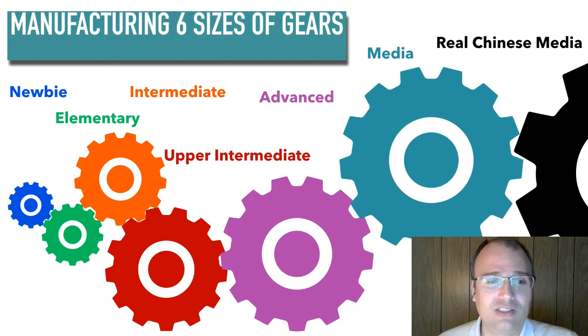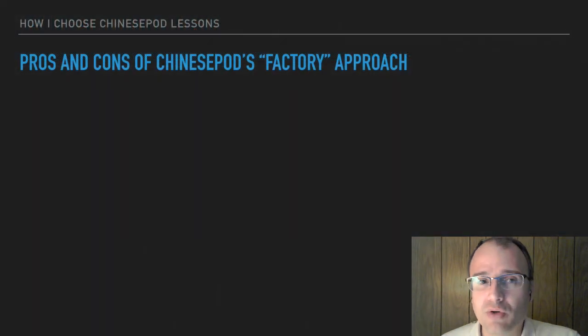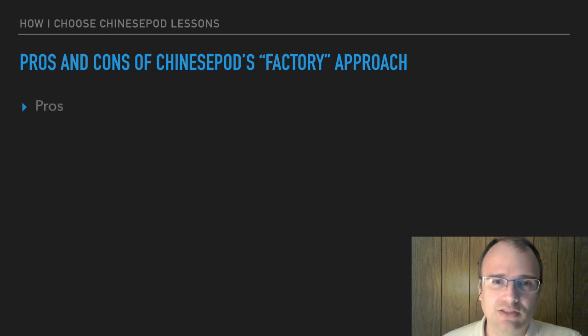And the approach was to set 6 different sizes of gears for this machine that they would build, manufacturing 6 different sizes of gears that would step you up to real Chinese media. So here are some pros and cons of this factory approach that ChinesePod took.